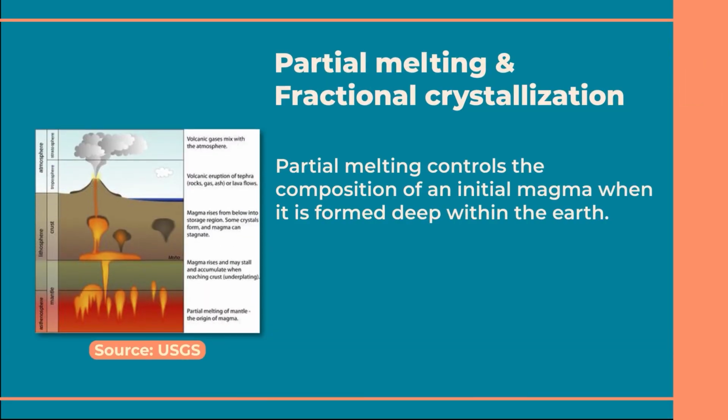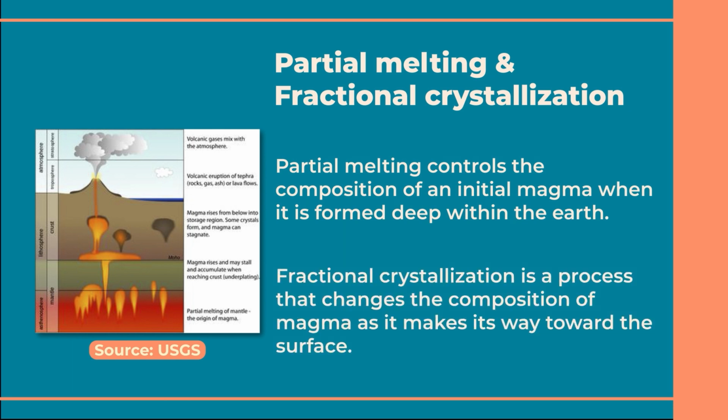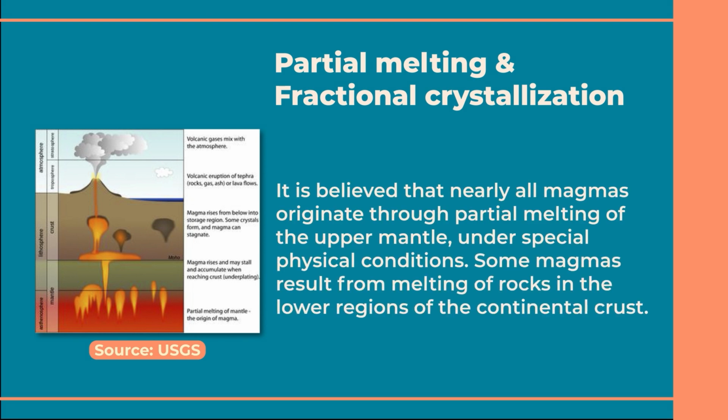Partial melting controls the composition of the initial magma when it is formed deep within the earth, and fractional crystallization is the process that changes the composition of the magma as it makes its way towards the surface of the earth. In other words, magmas originate in the upper mantle and undergo partial melting under such physical conditions. Some magmas also result from the melting of rocks in the lower regions of the continental crust.